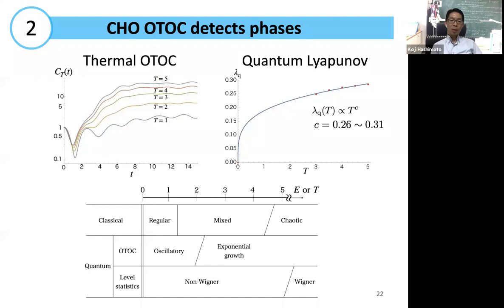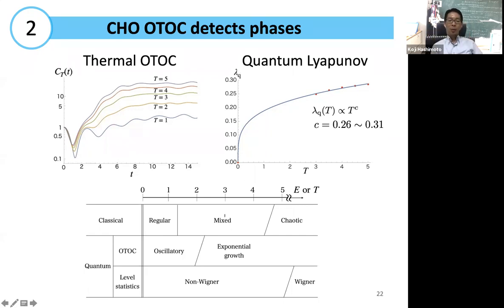So here is a summary about this coupled harmonic oscillator system. For classical analysis, at low energy, it's regular. At high energy, it's chaotic. However, in between, there is a mixed phase. In Poincare sections, there is a mixture of regular orbits plus scattered plots. So there is a mixed phase.